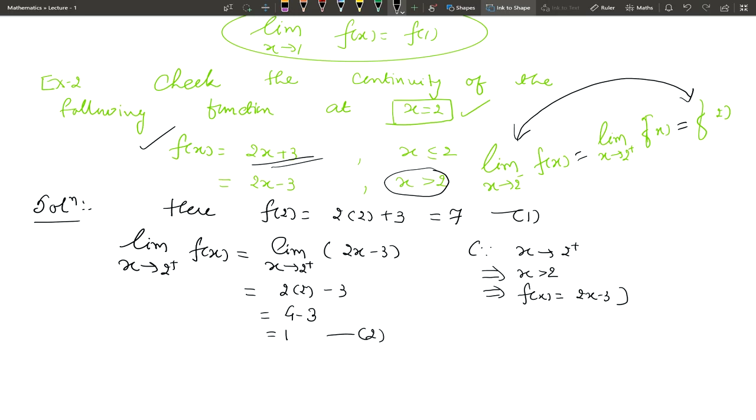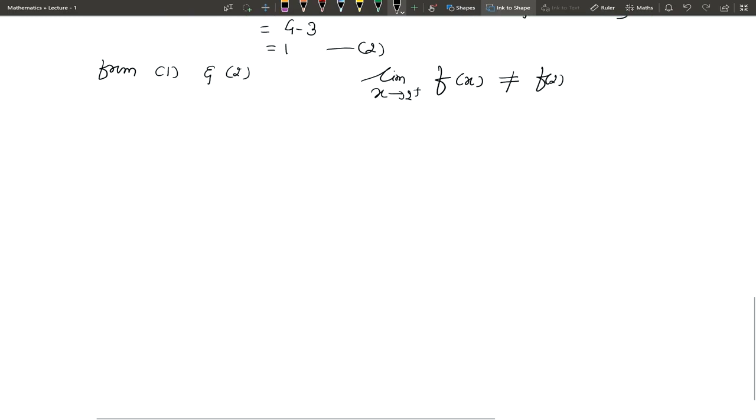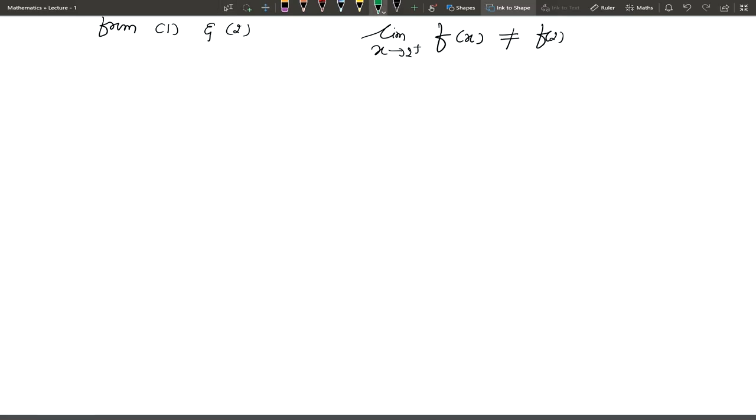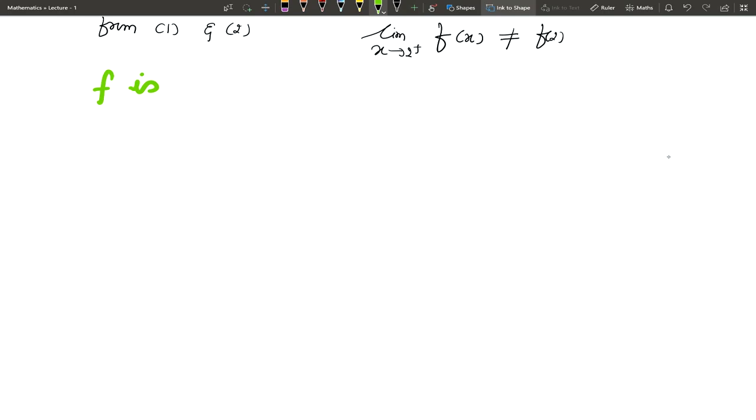From 1 and 2, here we can observe that limit x tends to 2 plus f of x is not equal to f of 2, and therefore f is not continuous at x equal to 2.